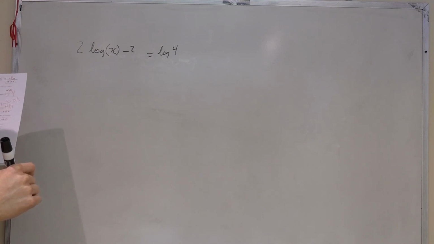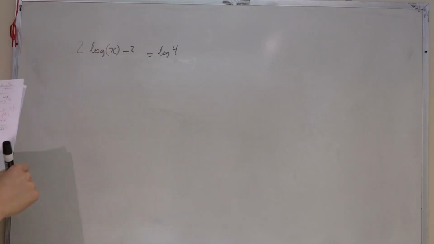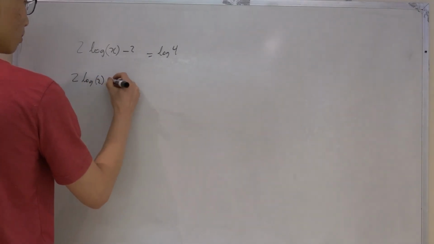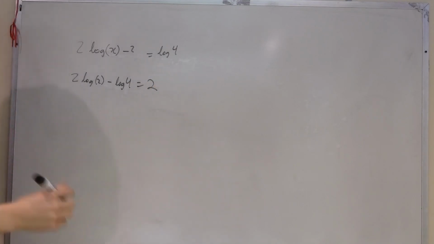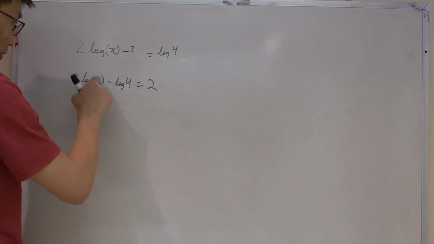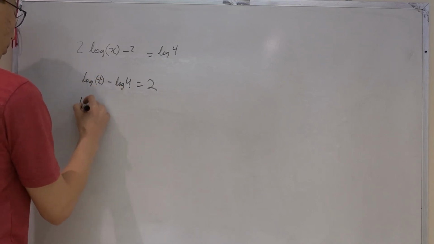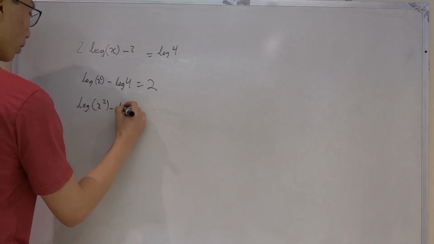Let's see here. First up, we're going to rearrange so that all the log expressions are on one side. We're going to get 2 log x minus log 4 equals 2. Pretty easy. Then we are trying to solve for x, right? So we're going to bring this 2 inside the expression using our exponent rule. So log x squared minus log 4.